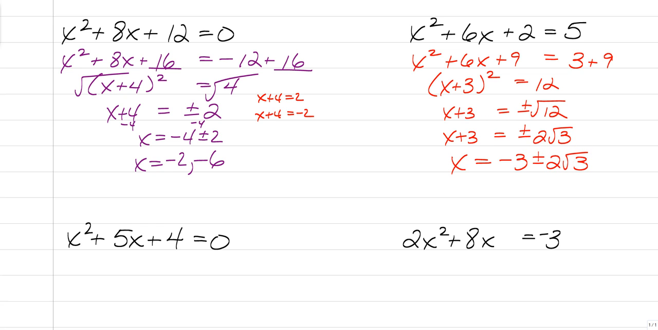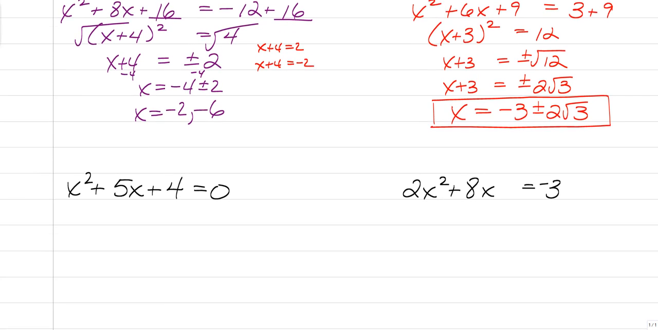Subtract 3 from both sides, and your answer is x is equal to a negative 3 plus or minus 2 root 3. Okay, so that is one of the reasons why we need another way of solving a quadratic equation for when we can't factor. Okay, there is another way we can do it as well, which we'll talk about in a later video.